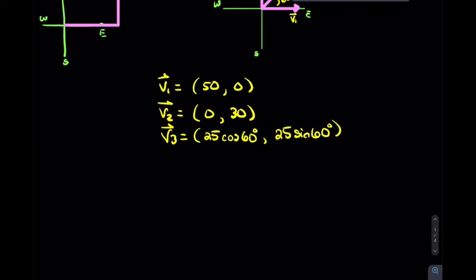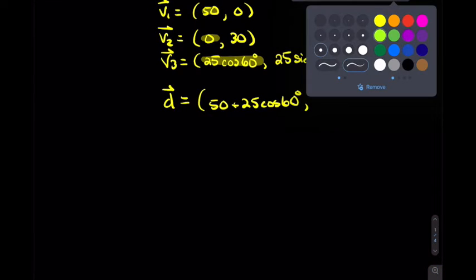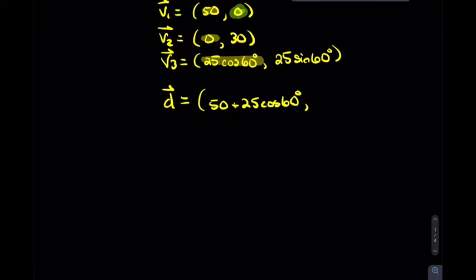Now we can just sum them to find our displacement vector, which will be the total displacement. We sum all of these together first. That will be 50 plus 25 cos 60. And then we sum these. That would be 30 plus 25 sine 60.